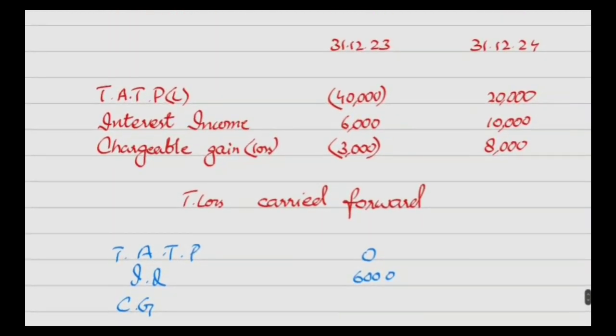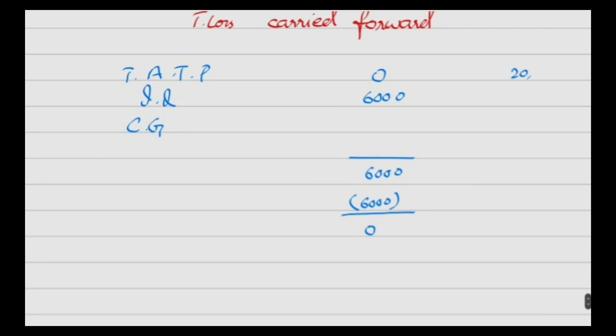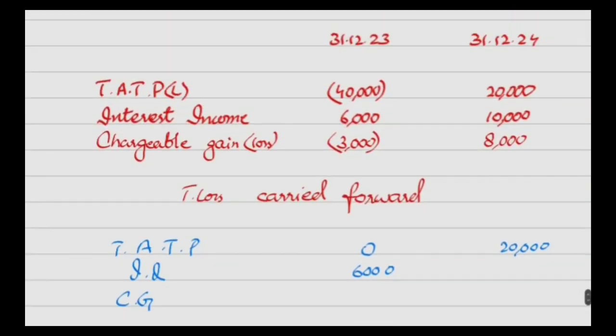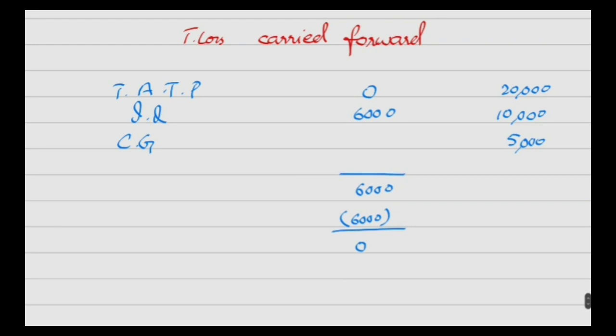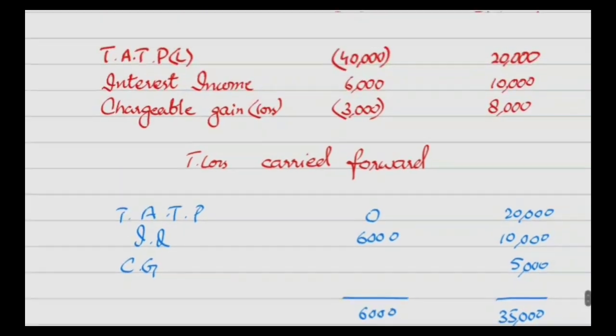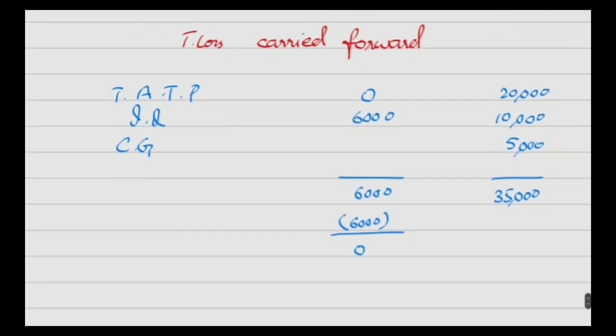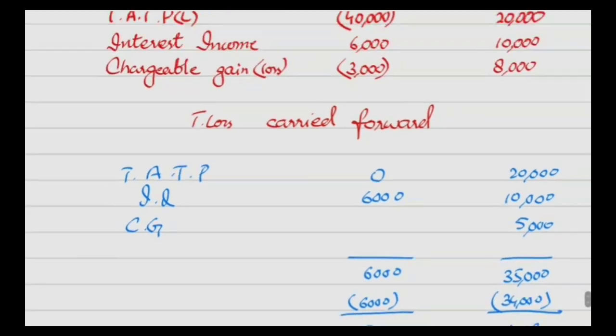So 6,000 of your current year income will be utilized to set off your loss up to 6,000, remaining will be 0. And then next year your total tax adjusted trading profit is 20,000, your interest income is 10,000, and your chargeable gain will be recorded here 5,000, not 8,000, because this 8,000 of chargeable gain has been set off due to 3,000 of chargeable loss of previous year. So this is total 35,000. Out of 40,000 of loss, 6,000 has been set off in the current year, remaining 34,000 will be set off in the next year. So that is how this capital gain will be treated.